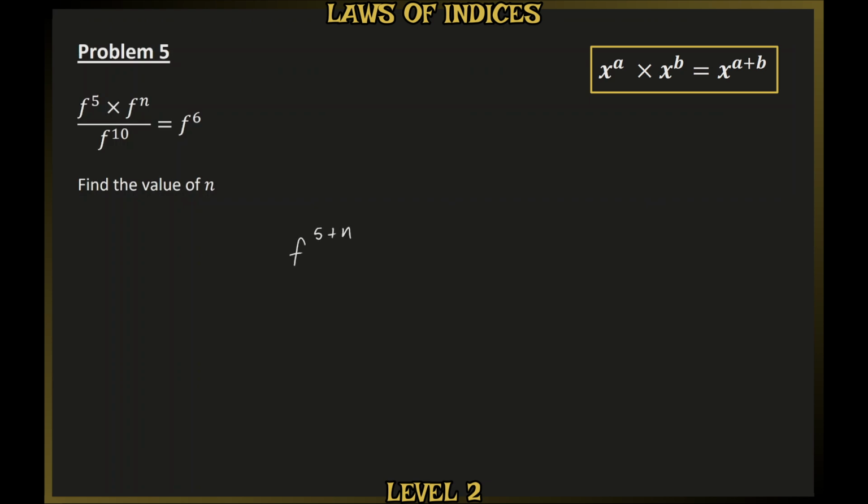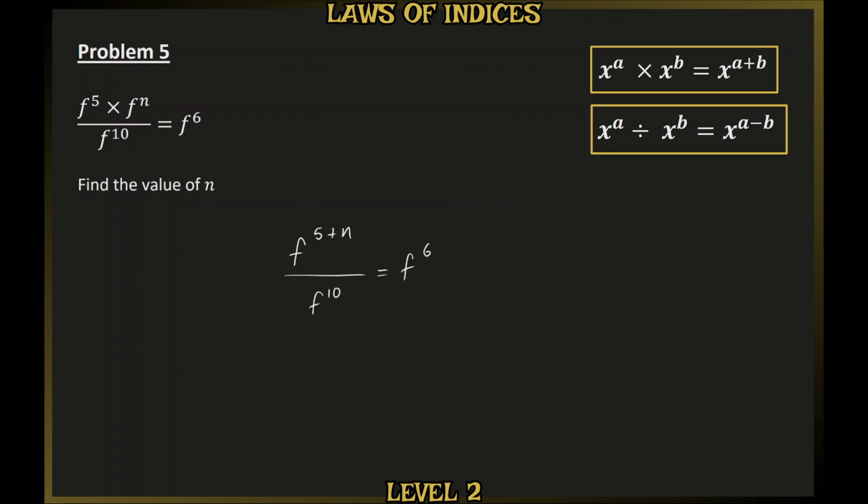plus n. That's all over f to the power of 10, and it's equal to f to the power of 6. Now the fraction on the left-hand side of the equation means that we're dividing f to the power of 5 plus n by f to the power of 10. And since we're dividing indices here, we're going to use this law, which tells us that when we divide indices, we subtract the powers. So the left-hand side of the equation now becomes f to the power of 5 plus n minus 10, using our law. And that's equal to f to the power of 6.